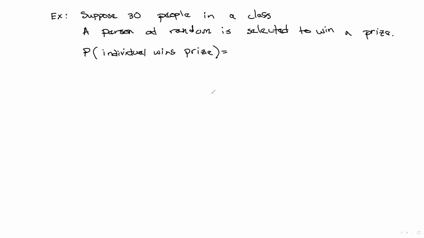Well, if the individual wins a prize, so if I'm in that class and I win the prize, there's only one of me in the event space. The one person wins the prize. And then how many people are in the sample space? Well, if the class has 30 people, then there are 30 people in the sample space. So the probability would be 1 out of 30.